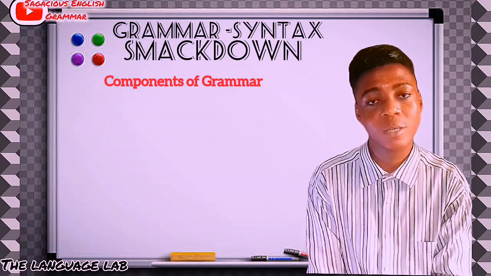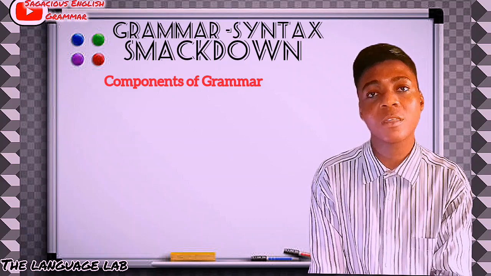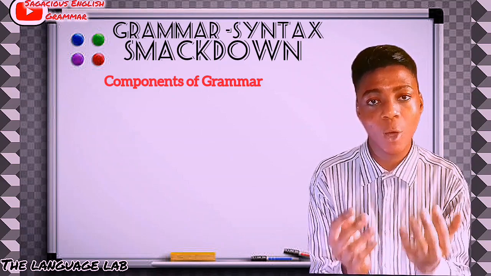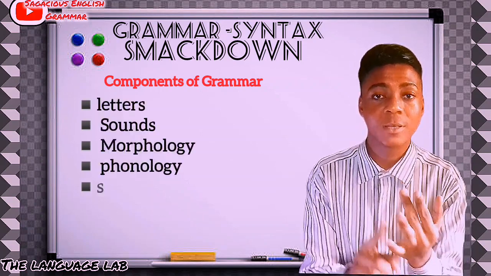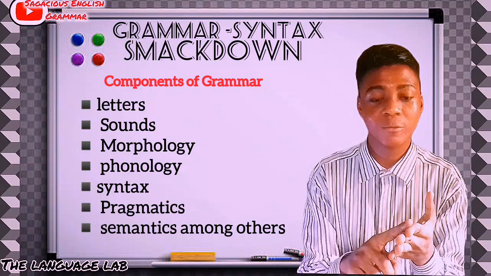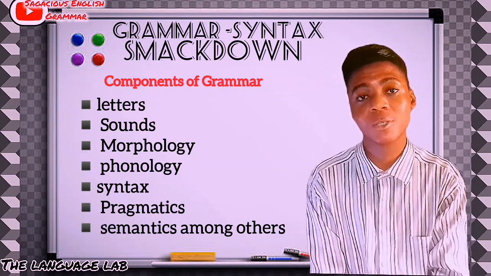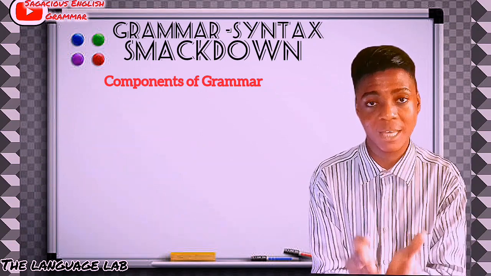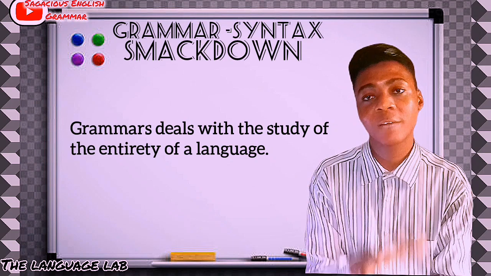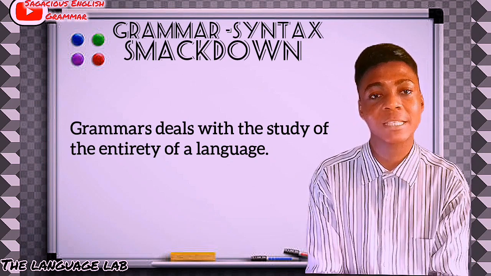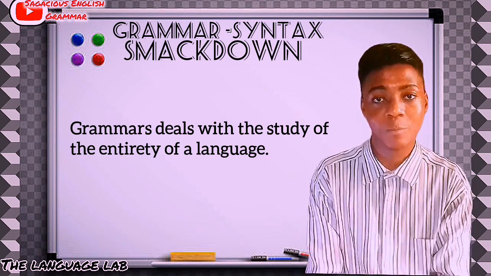Now, all these concepts, all these elements which I have mentioned, are the components that actually make up the grammar of a language. That is, the letters, the sound, the phonology, the morphology, the syntax, the semantics, and the pragmatics. So that is to say that grammar has to do with the entirety of the structure of a language. Everything that pertains to a language, everything that defines a language, everything that is peculiar to a language is referred to as the grammar. Okay?